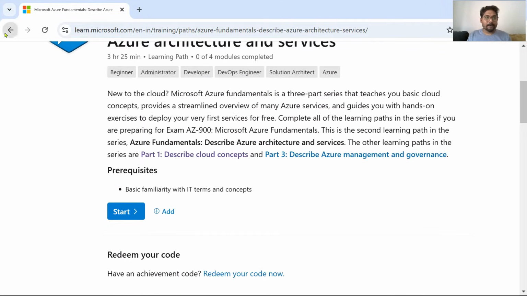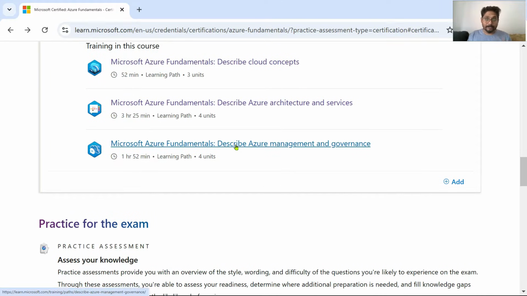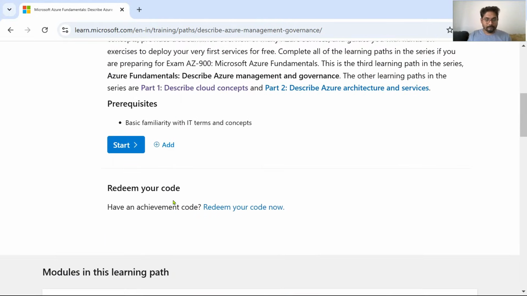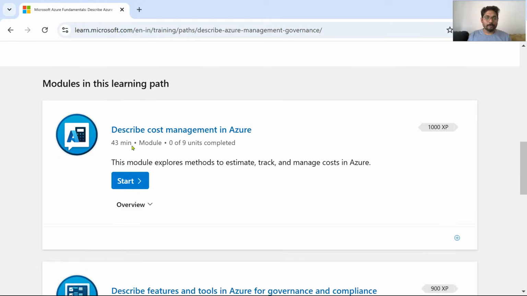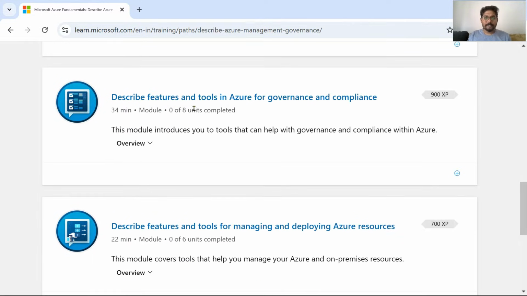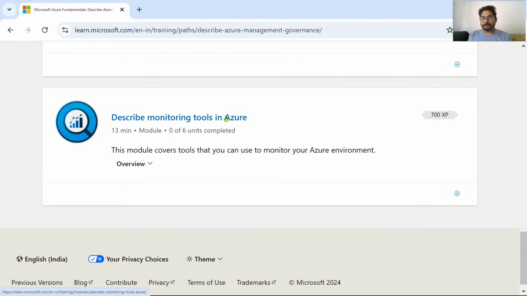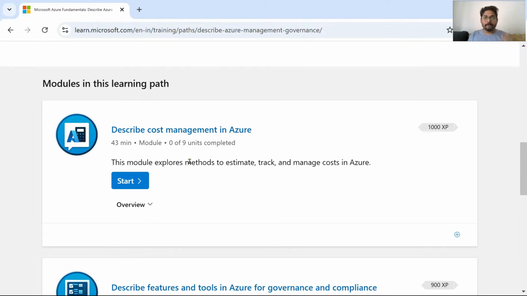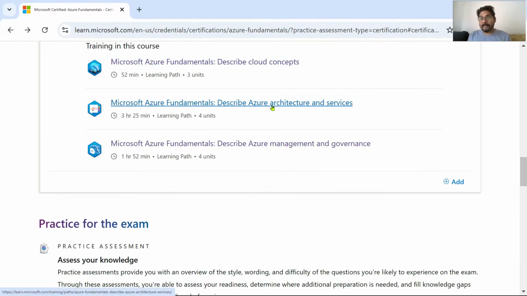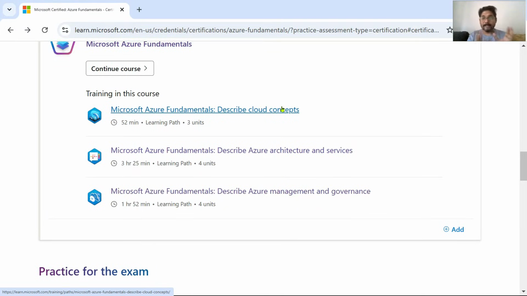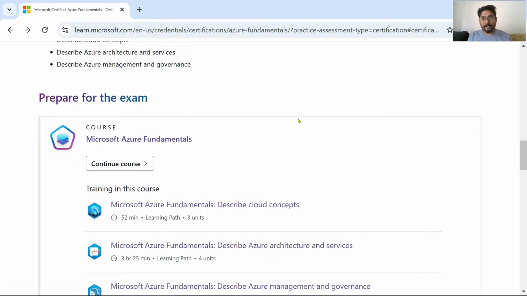Similarly, if I go back to the third topic, describe Azure management and governance, and click on this, you would see this also has a couple of modules. One is describe cost management features and tools in Azure, governance and compliance, managing and deploying Azure resources, monitoring and tools. So this has another four modules. By now you are very clear what exactly you are going to study out of these three important topics of Azure fundamentals.